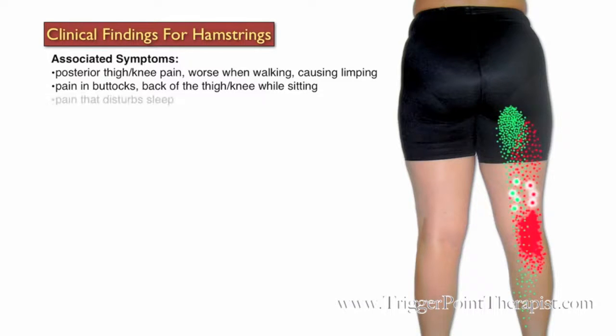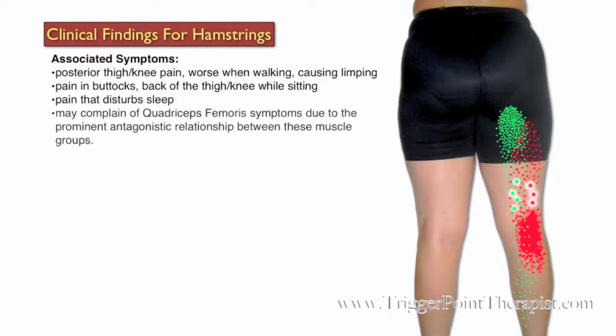The pain usually disturbs their sleep, and sometimes they can complain of quadriceps femoris symptoms like knee pain and upper thigh pain due to the prominent antagonistic relationship between these muscle groups.